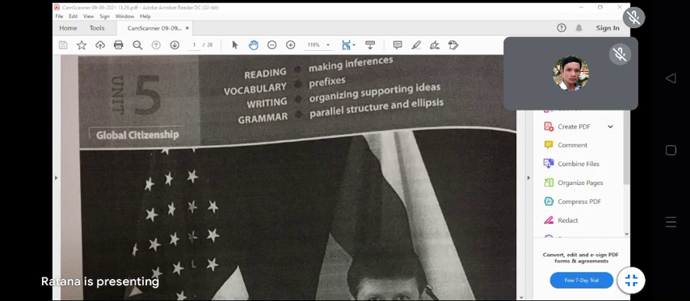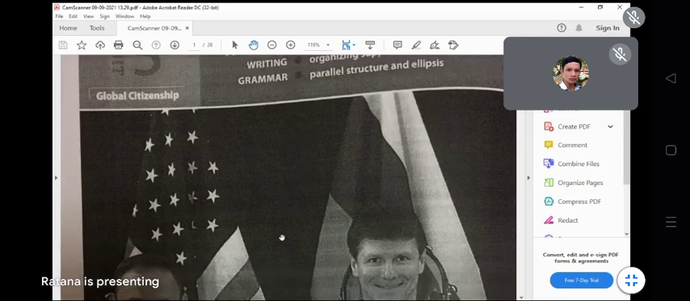Okay, so this is global citizenship. If you are interested in it, you can find the definition. It depends on the expert or the people looking at global citizenship, so it might not be the same.